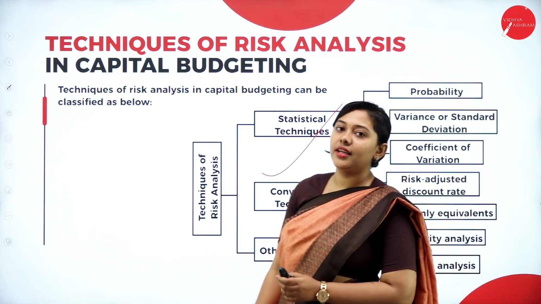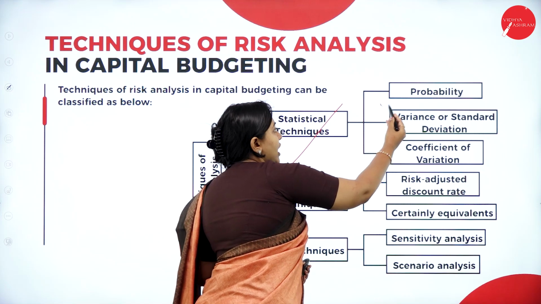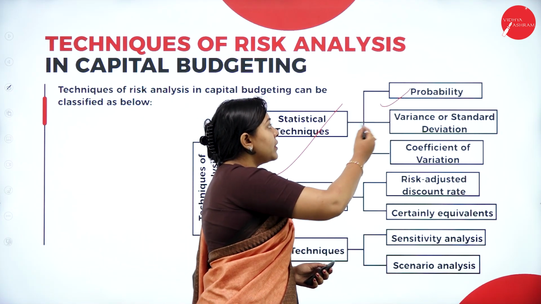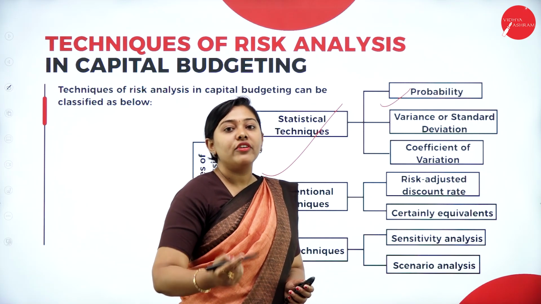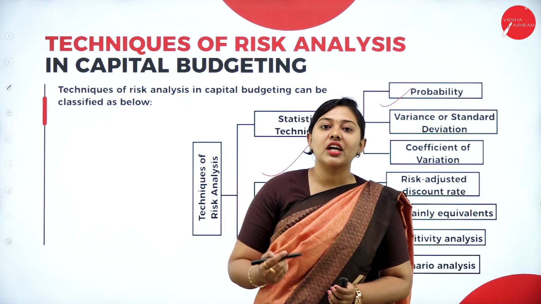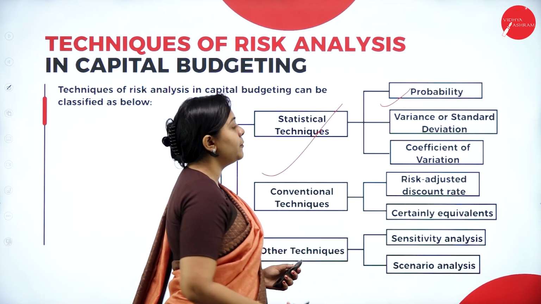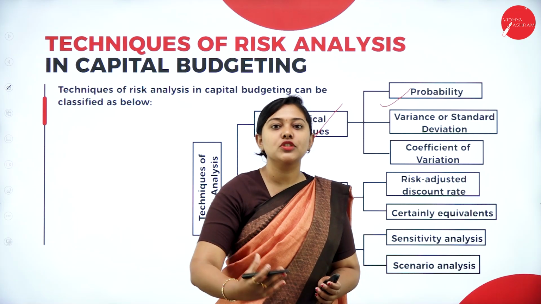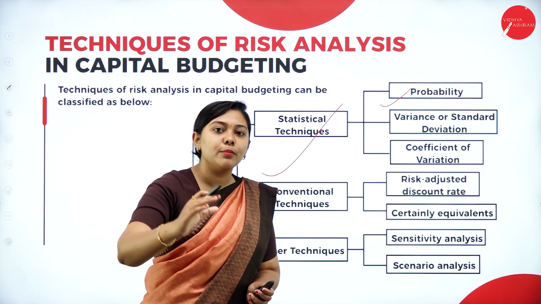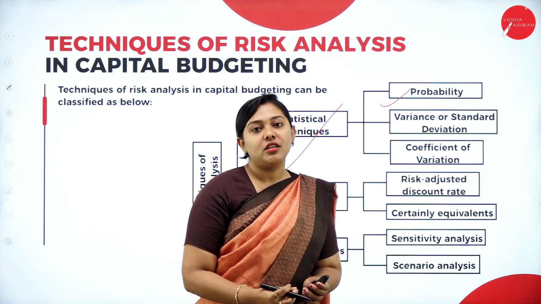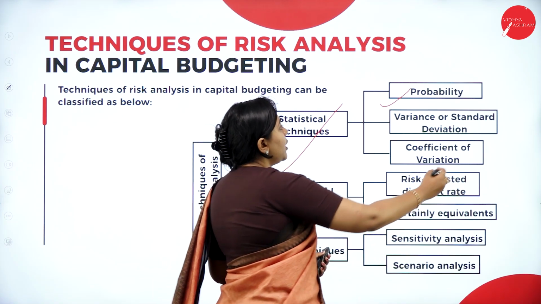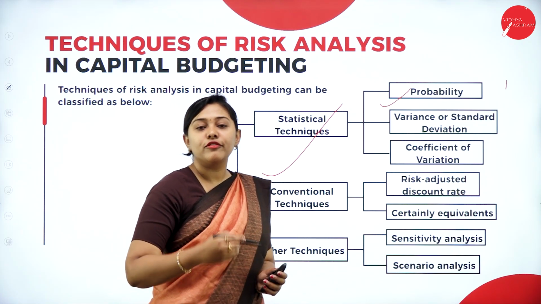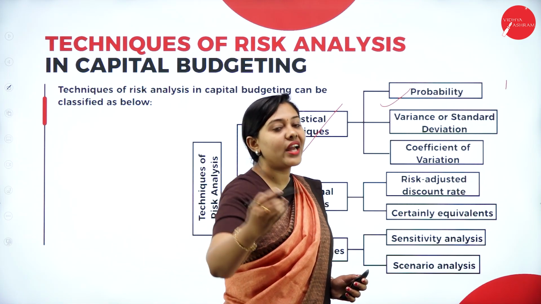Moving forward, this technique we have already discussed. The first technique we have is probability. Let us discuss probability and the problems on probabilities in today's class. Probability is nothing but the chance of an occurrence of an event. If you have certainty of cash flow, if you know the cash flow, then you assign the probability 1.